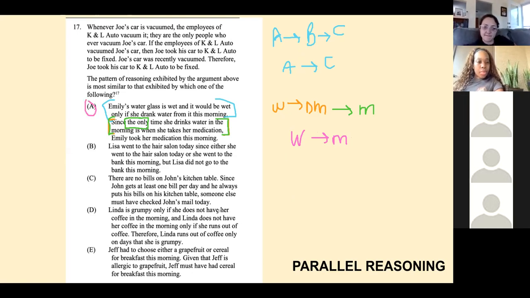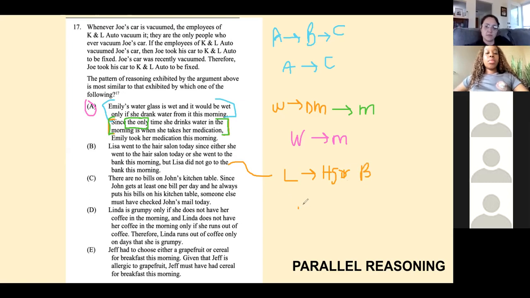All right. So B says Lisa went to the hair salon today since either she went to the hair salon today or she went to the bank this morning. But Lisa did not go to the bank this morning. All right. So how I would diagram B is by saying, Lisa either goes to the hair salon or she goes to the bank.